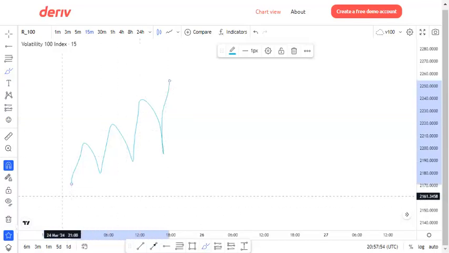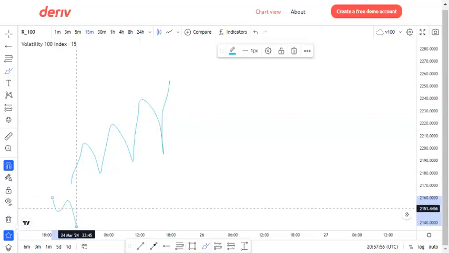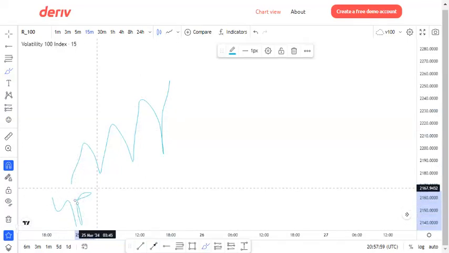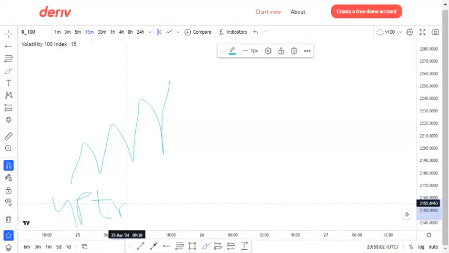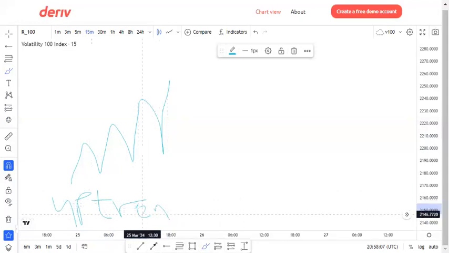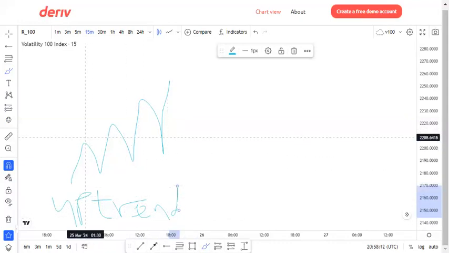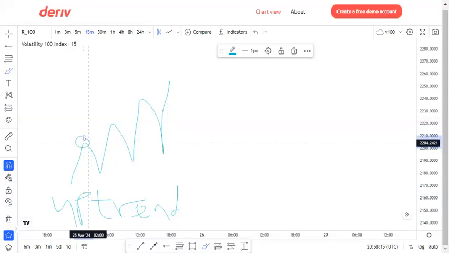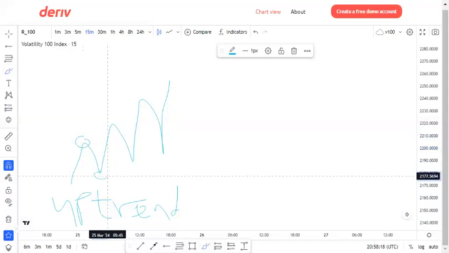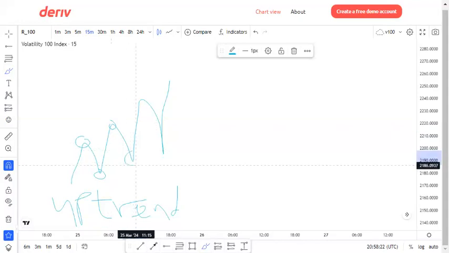Right from here, this is called an uptrend. Uptrend normally has formation of higher highs and higher lows, which show the characteristics that the trend is moving to the upside.